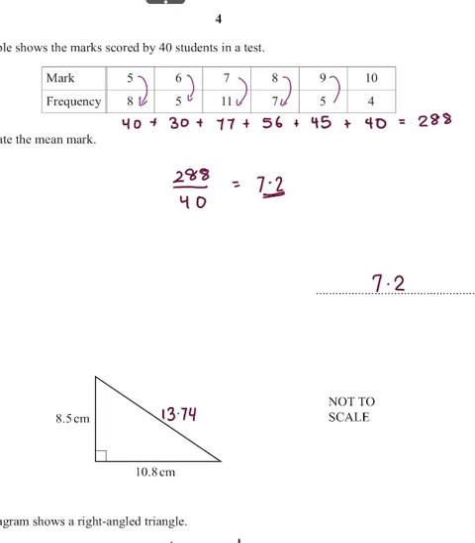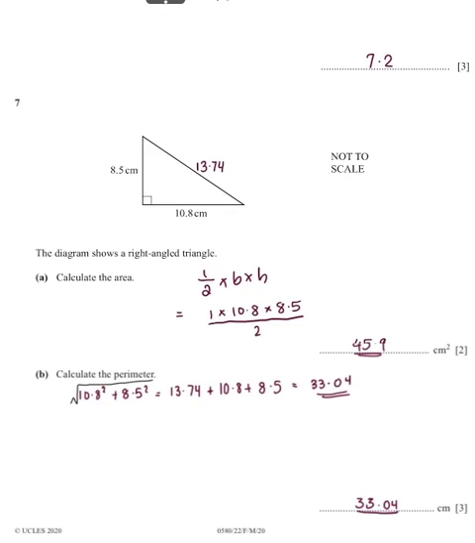So this way we get 40, 30, 77, 56, 45, and 40. Then you add these and you get a total of 288. Now, what is the maximum number of students? It is 40. So you do 288 divided by 40, which is equal to 7.2.